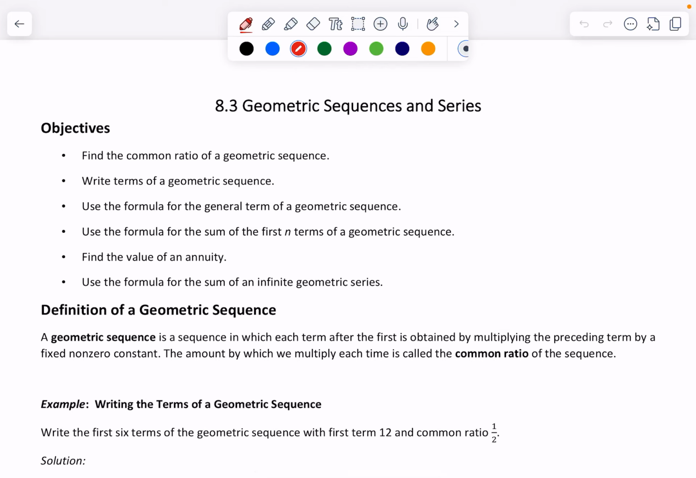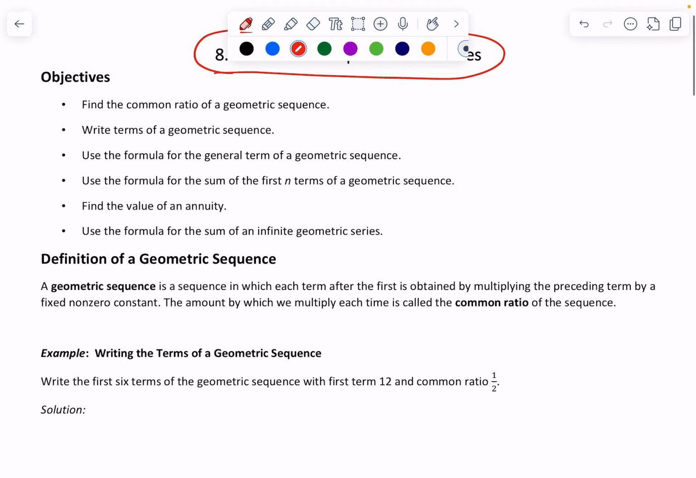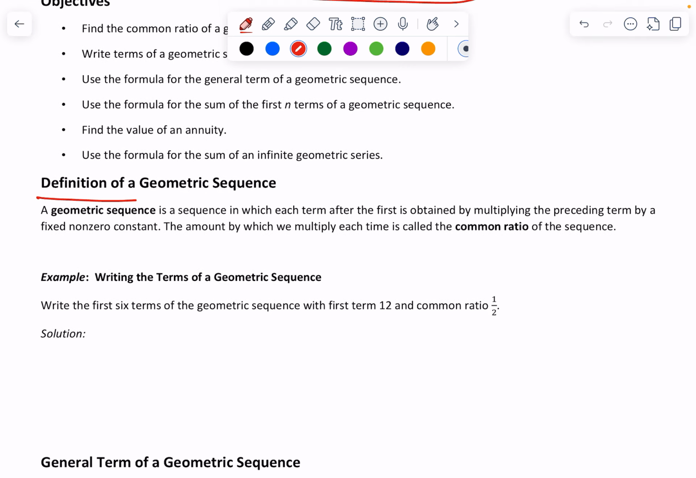Hello. So this is lesson 8.3, which is the geometric sequences and series. So first, we're going to define geometric sequence, and that is a sequence in which each term after the first is obtained by multiplying the preceding term by a fixed non-zero constant. So the amount by which we multiply each time is called the common ratio of the sequence. Okay, so let's look at an example here.